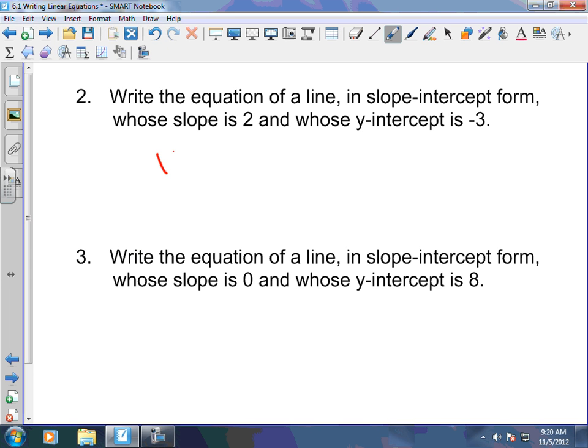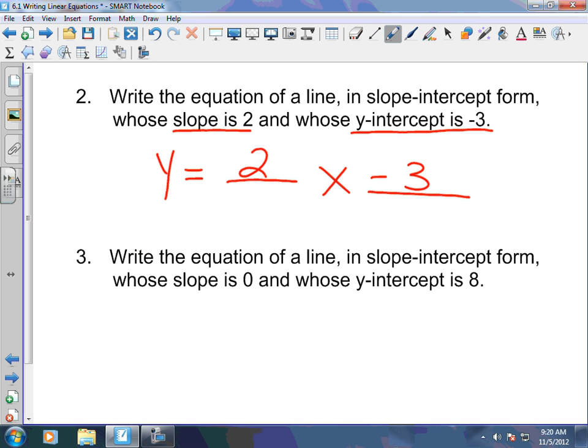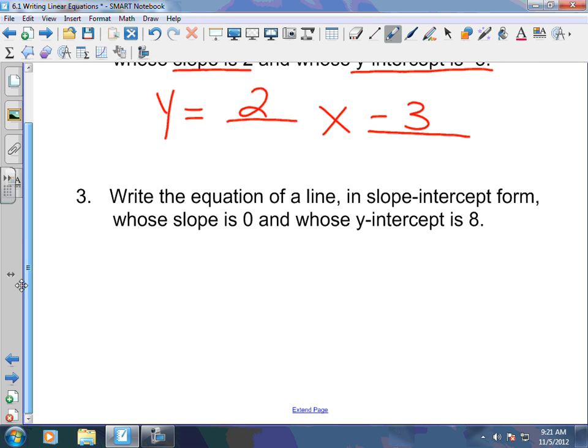Okay, write the equation of a line in slope-intercept form. Anytime I see that, I'm going to write y equals blank x blank, whose slope is 2, so I underline that, and whose y-intercept is -3. My slope goes here, my y-intercept goes here. Okay? Write the equation of a line in slope-intercept form. What's the first thing I write? Y equals blank x blank.